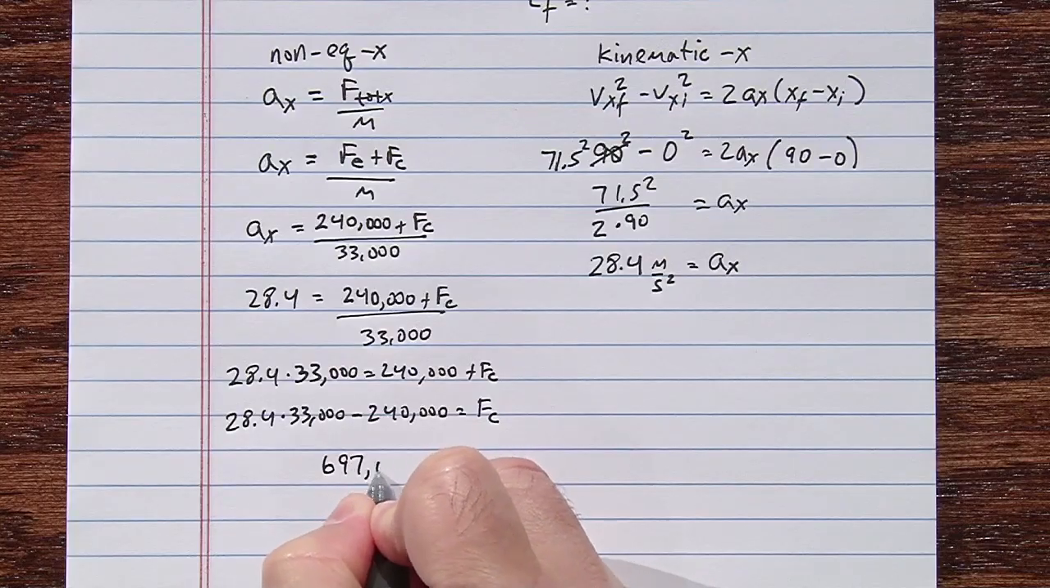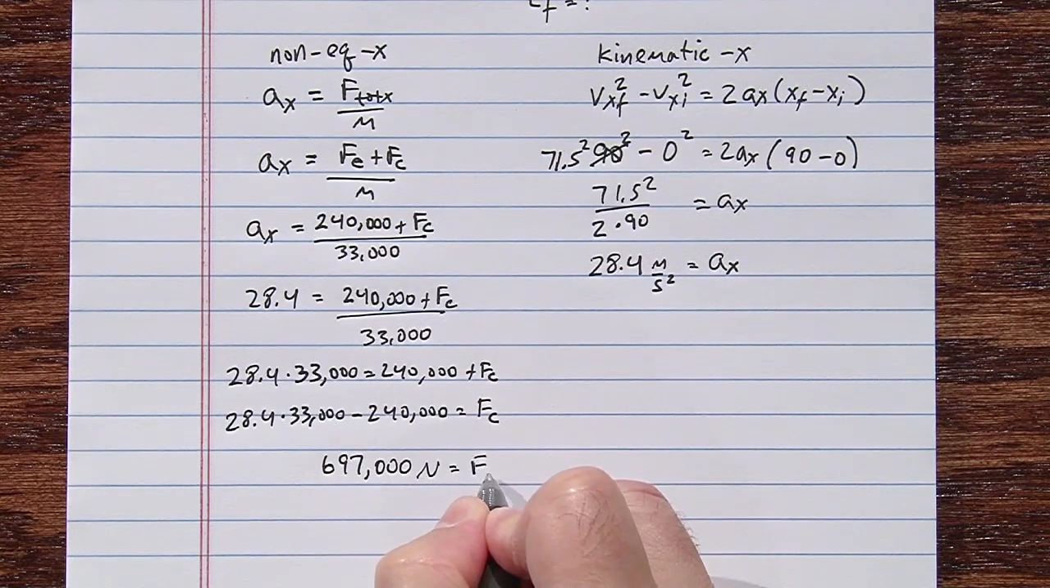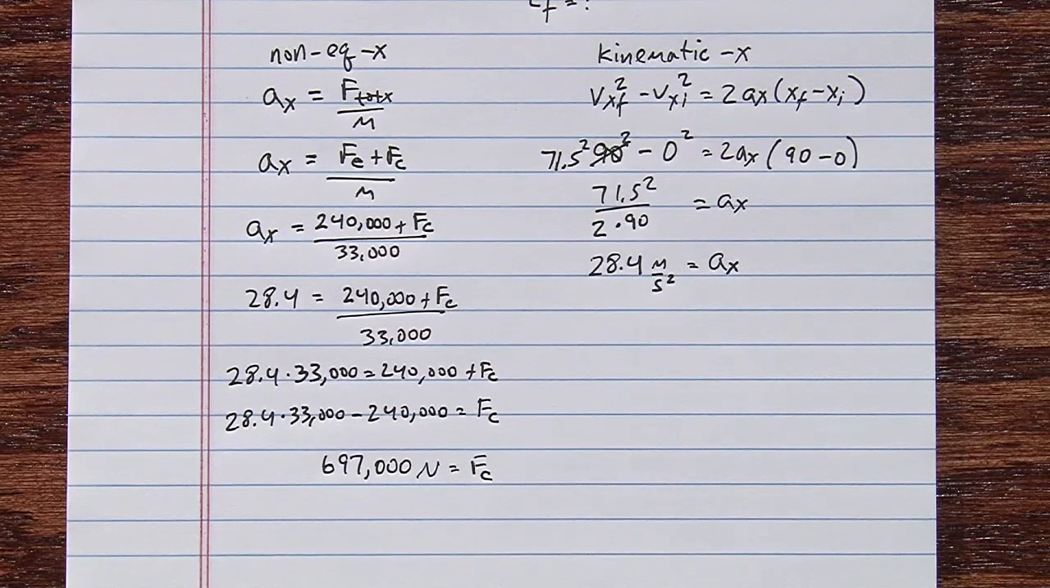Okay, so let's go ahead and calculate that out. 28.4 times 33,000 minus 240,000 is equal to 697,000. 697,000 newtons is equal to the force exerted by the catapult.